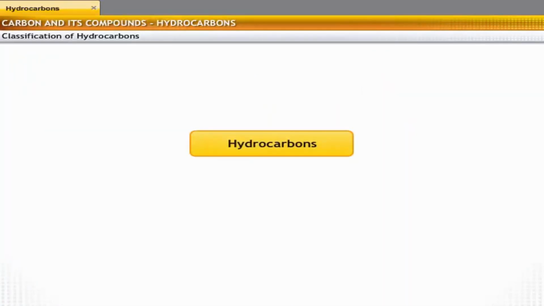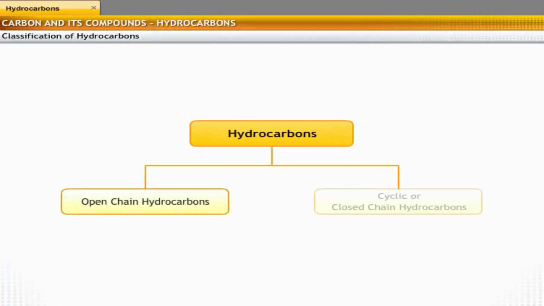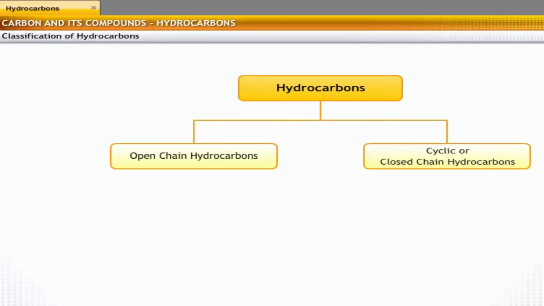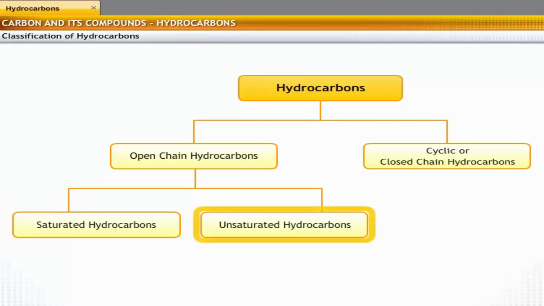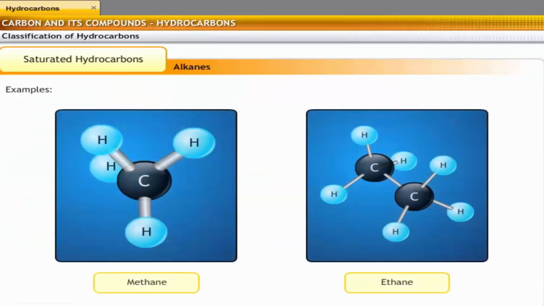Based on the structure of the carbon chain, hydrocarbons are broadly divided into 2 groups: open-chain hydrocarbons and cyclic or closed-chain hydrocarbons. Open-chain hydrocarbons contain carbon-carbon straight chains. They are further classified into 2 types: saturated hydrocarbons and unsaturated hydrocarbons. Saturated hydrocarbons are straight-chain compounds containing only single covalent bonds. These saturated hydrocarbons are also known as alkanes. Methane and ethane are examples of alkanes.